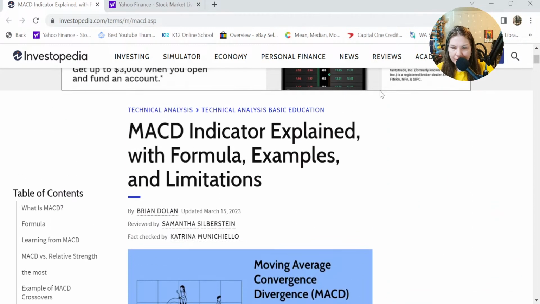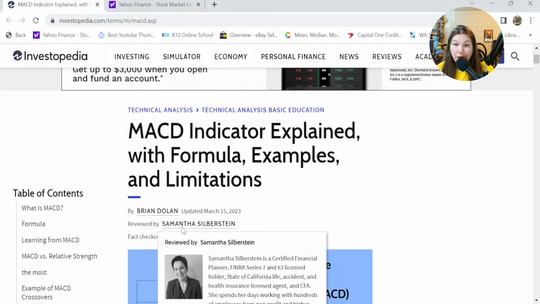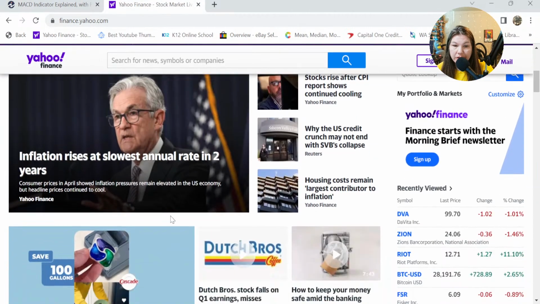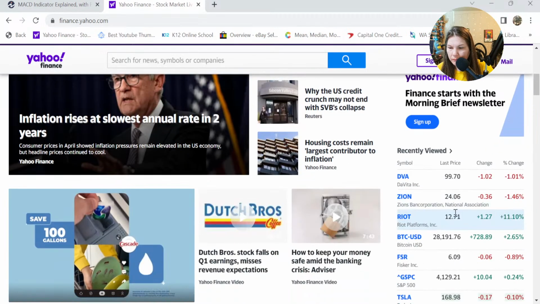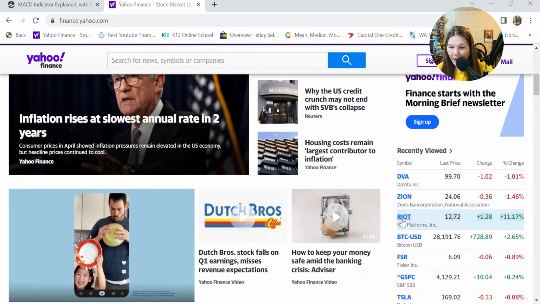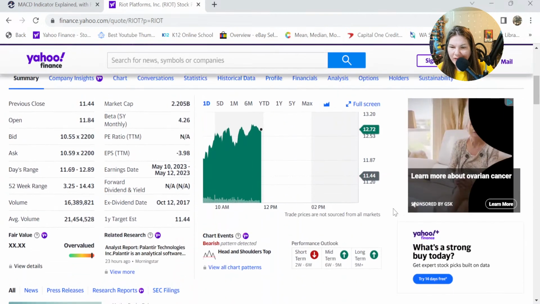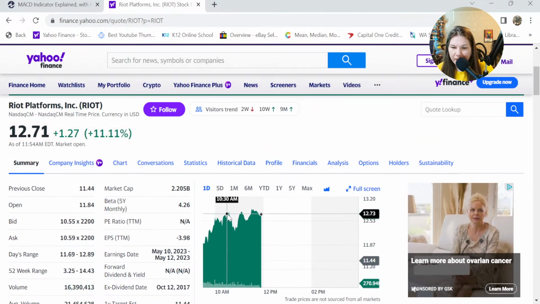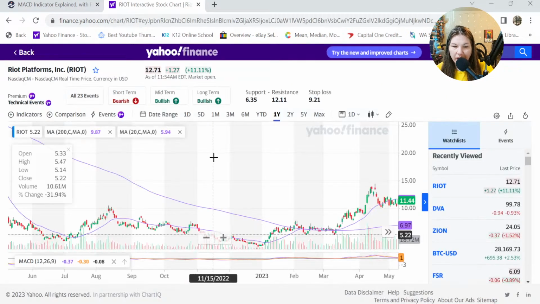Okay. So here we go, guys. MACD line. We've thrown them up on Thinkorswim and also on Yahoo Finance. They're very easy to throw up on both. If you just go to Yahoo, pick a ticker and pick Riot. I like Riot, guys. Riot's having a riot. Look at it. It's volatile today. Anyway, so you click on it.